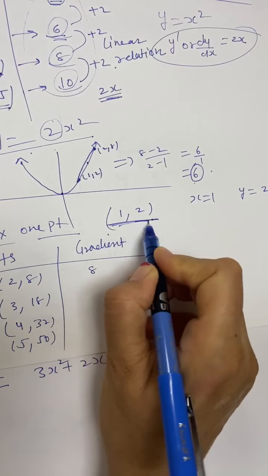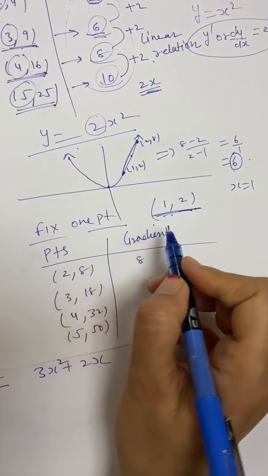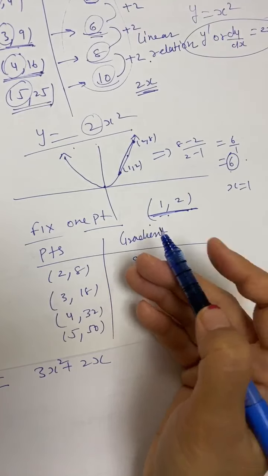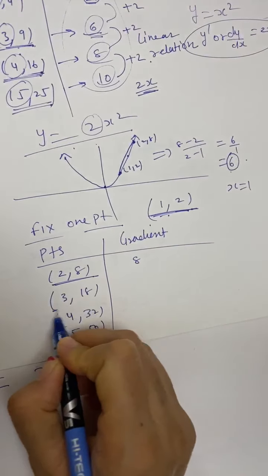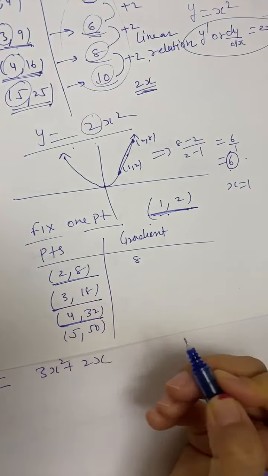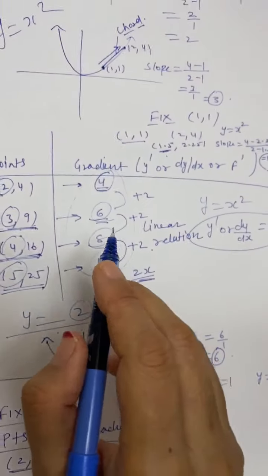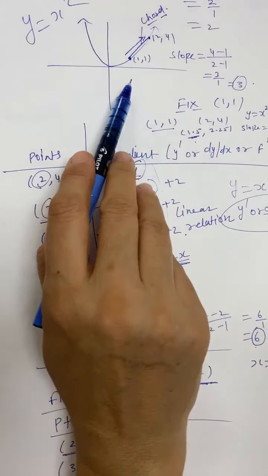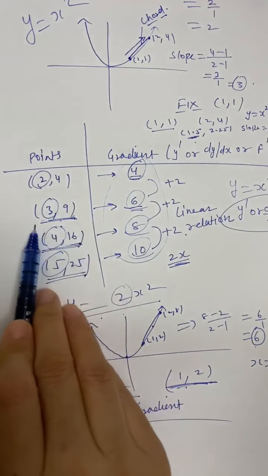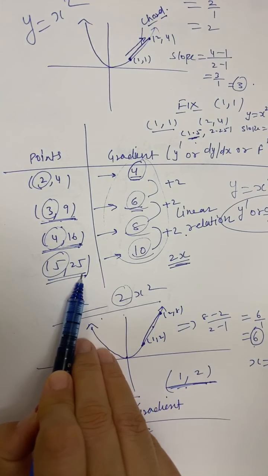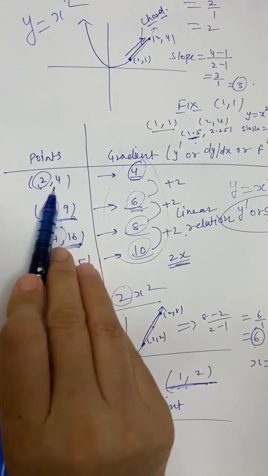When I say fix 1 2, it's not fixed, because we are moving this towards the point. So actually 1 2 is not fixed, sorry. So 2 8 should be fixed, or 3 18 should be fixed, or 4 32 should be fixed, or 5 50 should be fixed. Similarly in the previous one, 2 comma 4 is fixed, 3 comma 9 is fixed, 4 comma 16 is fixed, and 5 comma 25 is fixed. So 1 comma 1 is approaching towards these points.